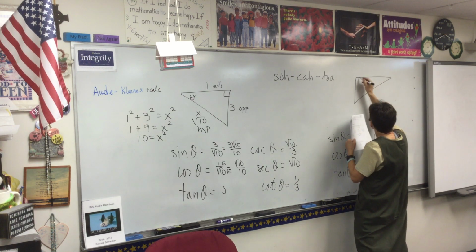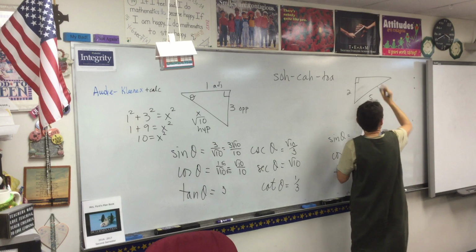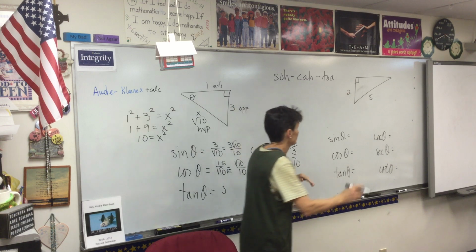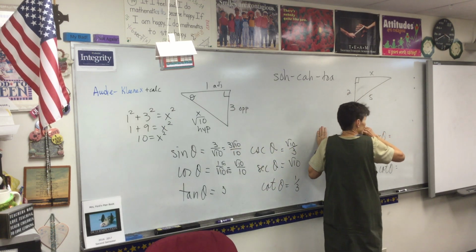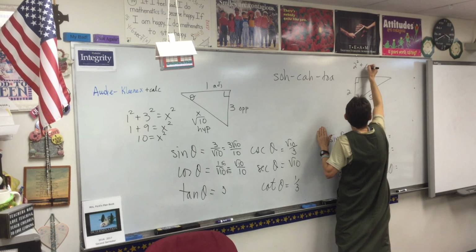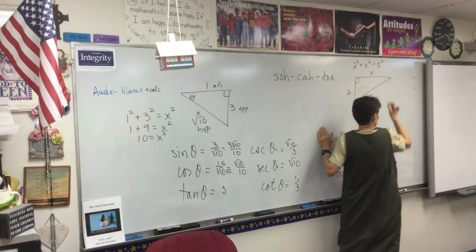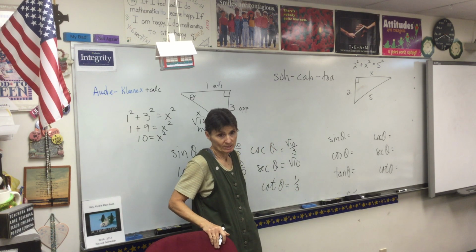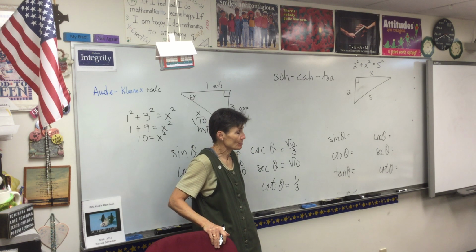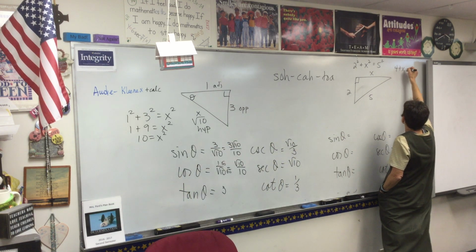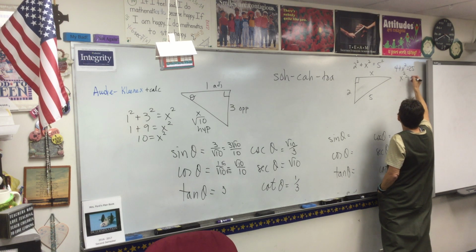And before you start, what are you going to have to do again? Pythagorean Theorem. You're going to have to do the Pythagorean Theorem. Now, caution, caution, caution. What's the Pythagorean Theorem going to say? 2 squared plus x squared equals 5 squared. When we do the Pythagorean Theorem, a squared plus b squared equals c squared, right? What's c? The hypotenuse. So 4 plus x squared equals 25.